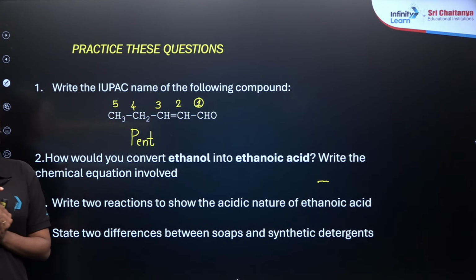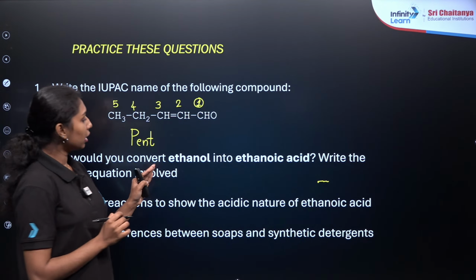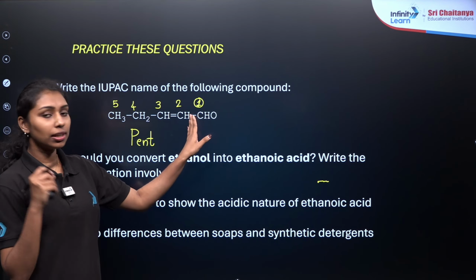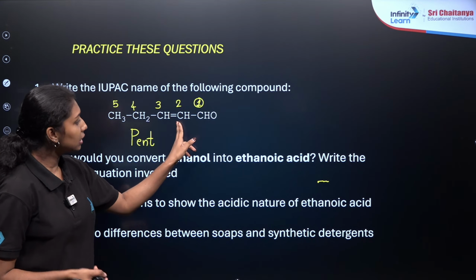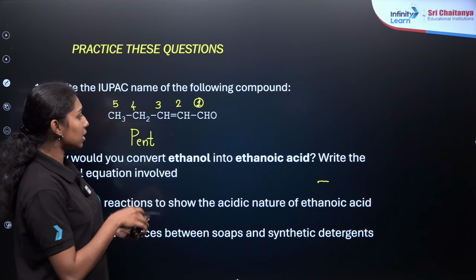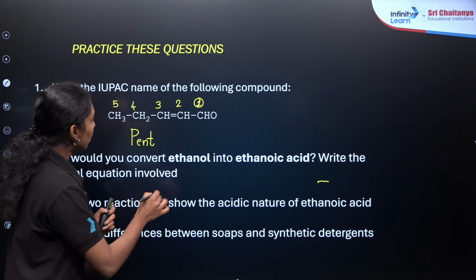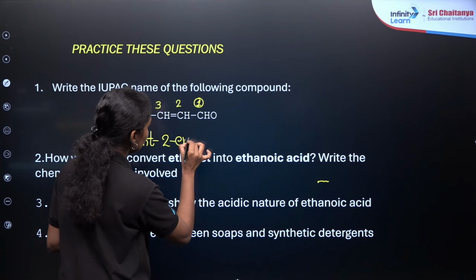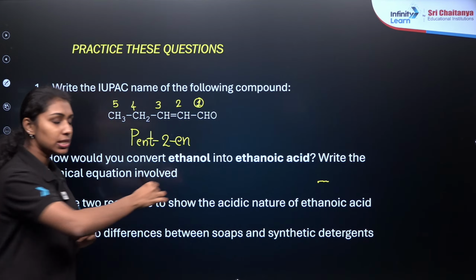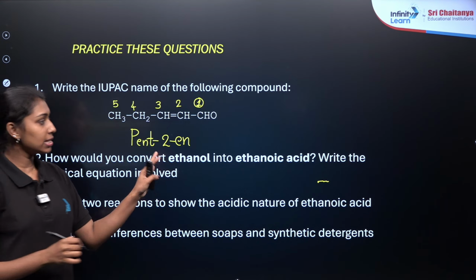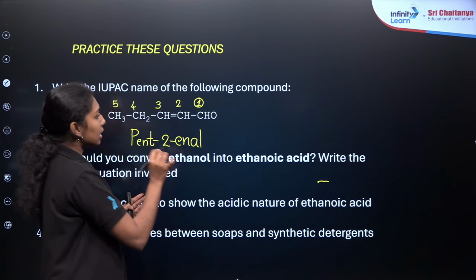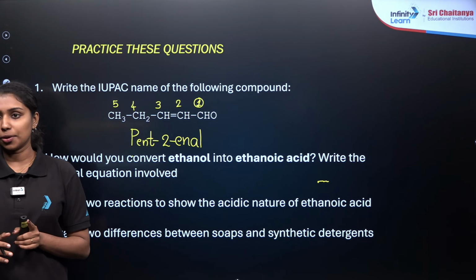So how can we give the naming here? You can see over here the first carbon is the aldehyde carbon and the second carbon is the double bonded carbon. So the suffix will be ene here, right? So pent-2-ene, position of the double bond, pent-2-ene. And in order to identify the presence of the CHO group, we will give the suffix al, right? So pent-2-enal will be the IUPAC name of this compound. Is there any doubt?